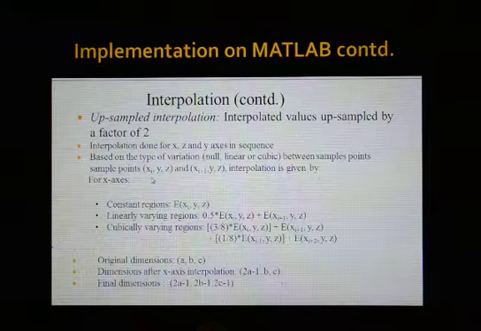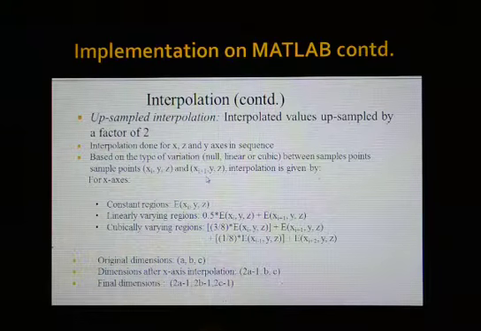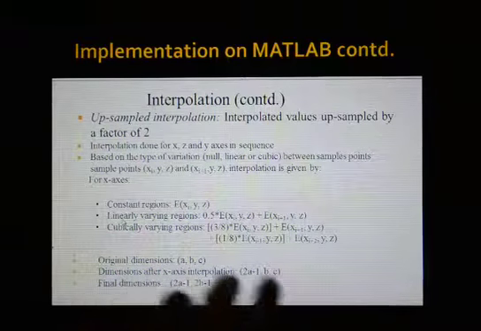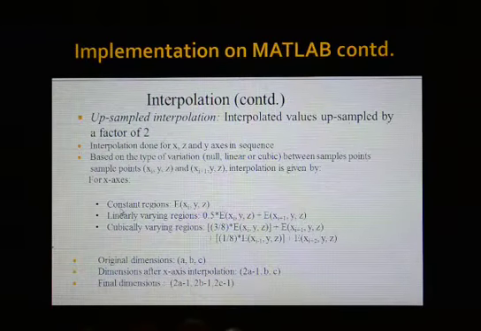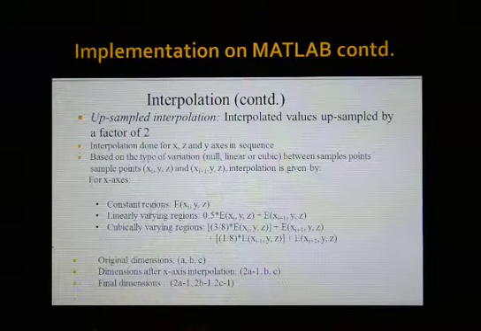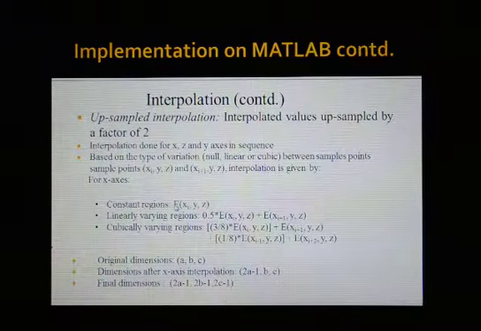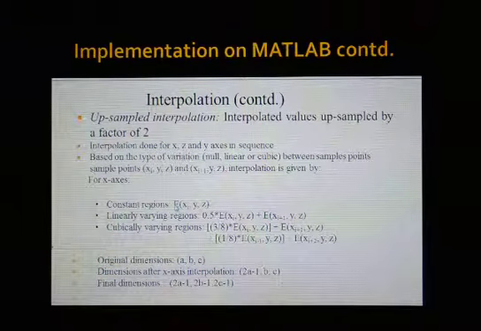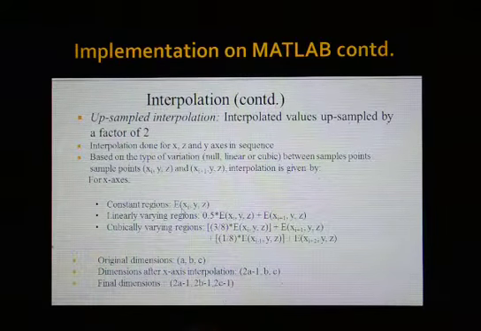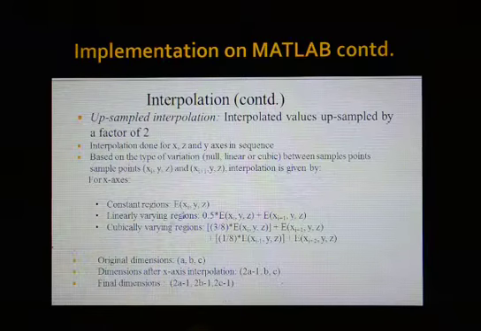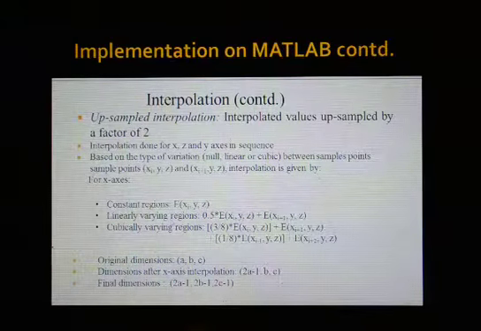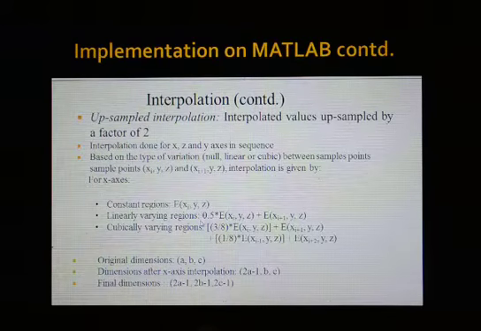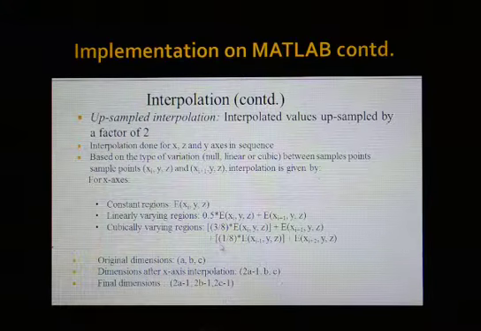Now, based on the type of variation between the sample points (xi, y, z) and (xi+1, y, z), interpolation will be given for the x-axis as follows. If it's a no change or constant region, then the interpolation will be given by a function, this e of x, i, y, z. If it's a linearly varying region, then the interpolation will be given by this function. If it is a cubically varying region, then the interpolation will be given by this function.